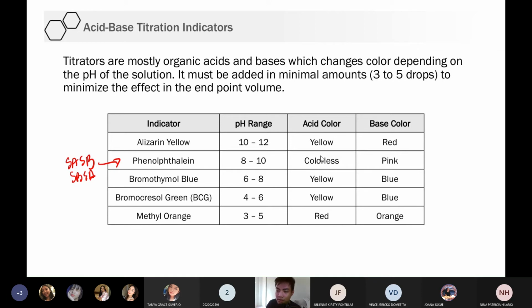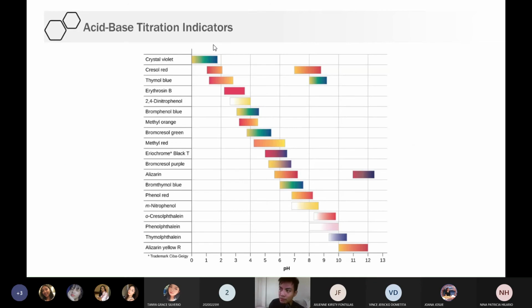So, ito yung phenolphthalein. Ito yung nasa video natin last time. We started from colorless, naging pink, from acidic to basic. So, yan. Ito yung iba't iba pang uri ng indicators. Okay? So, crystal violet, cresol red, thymol blue, erythrosin B, and so on. Okay, so yan, marami yan.